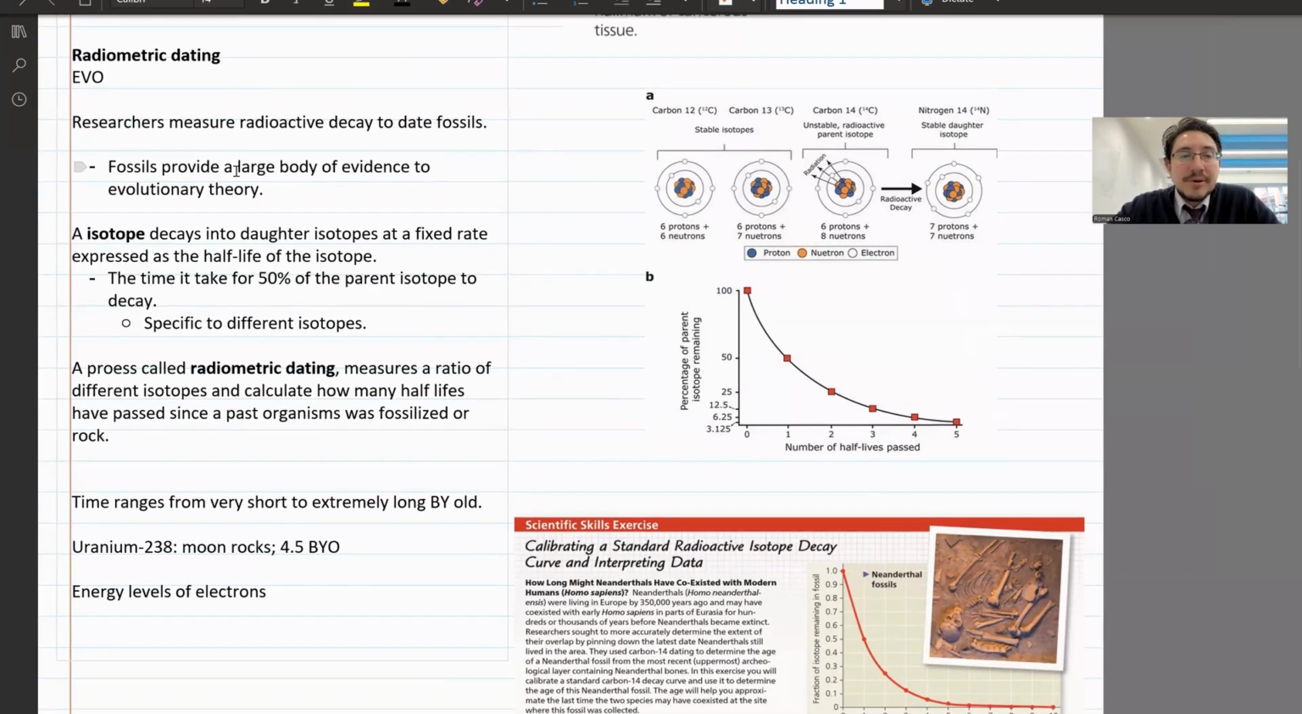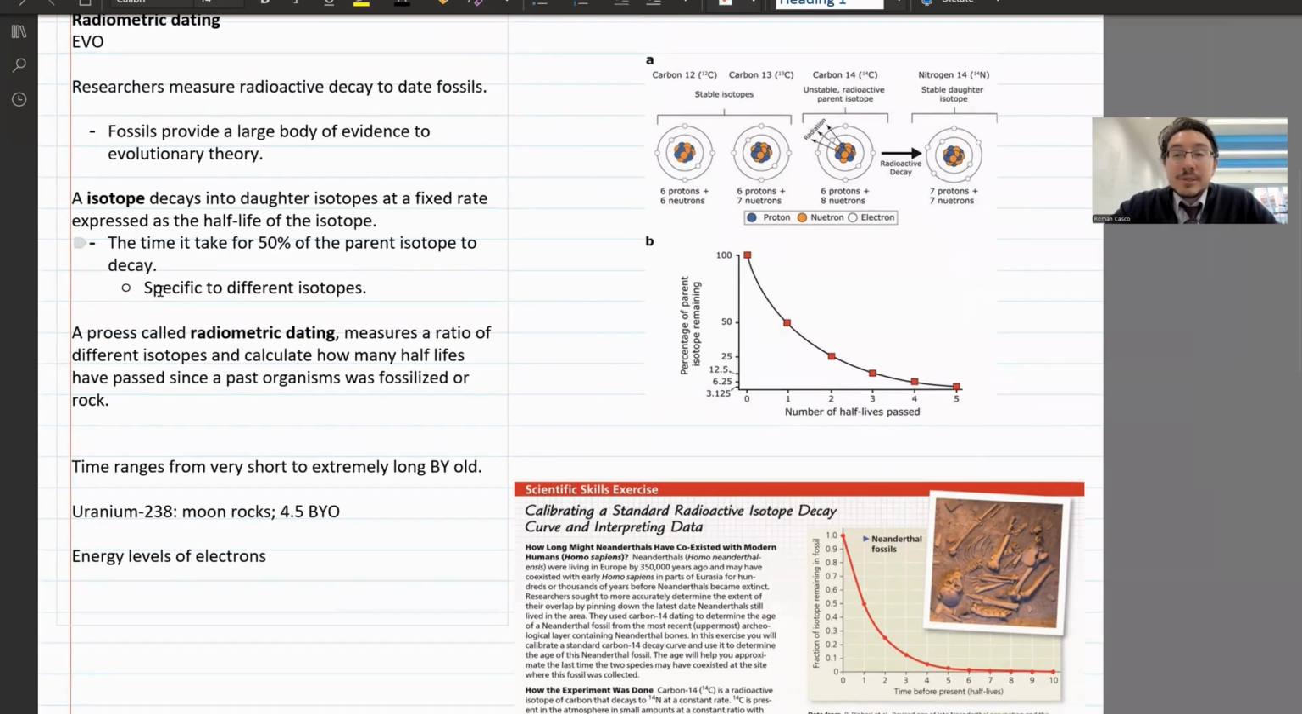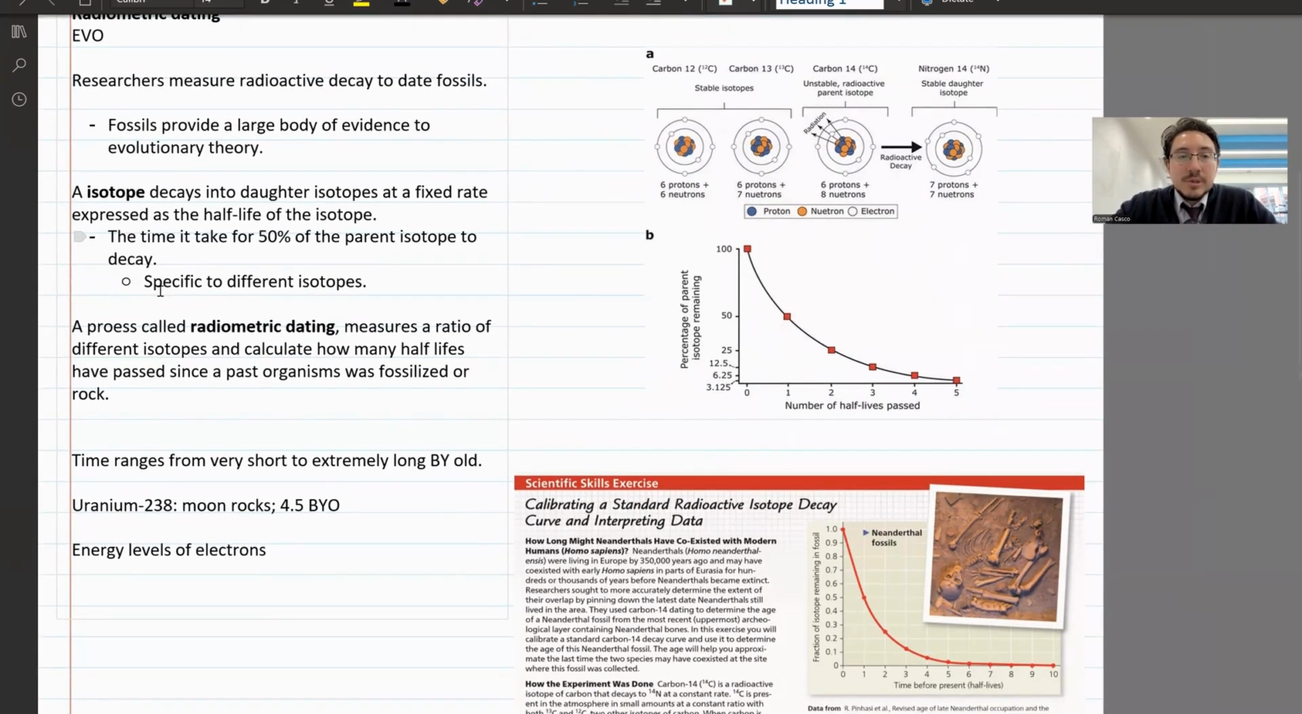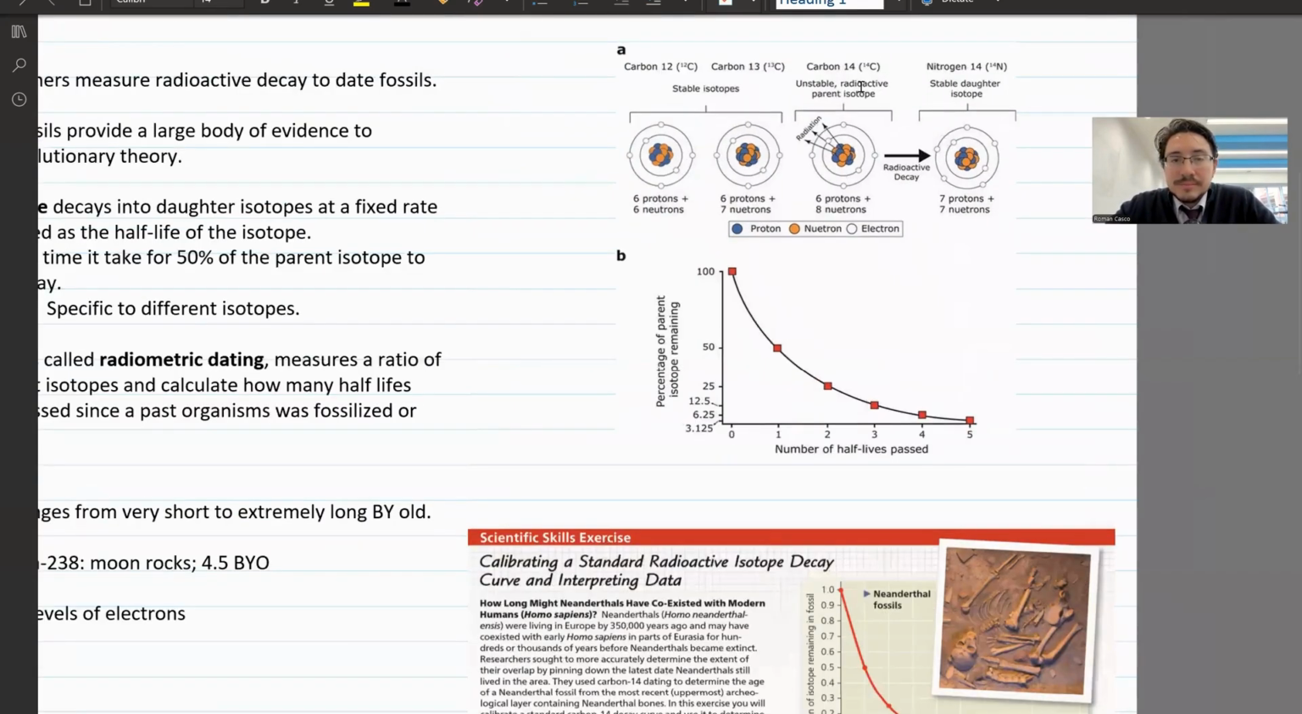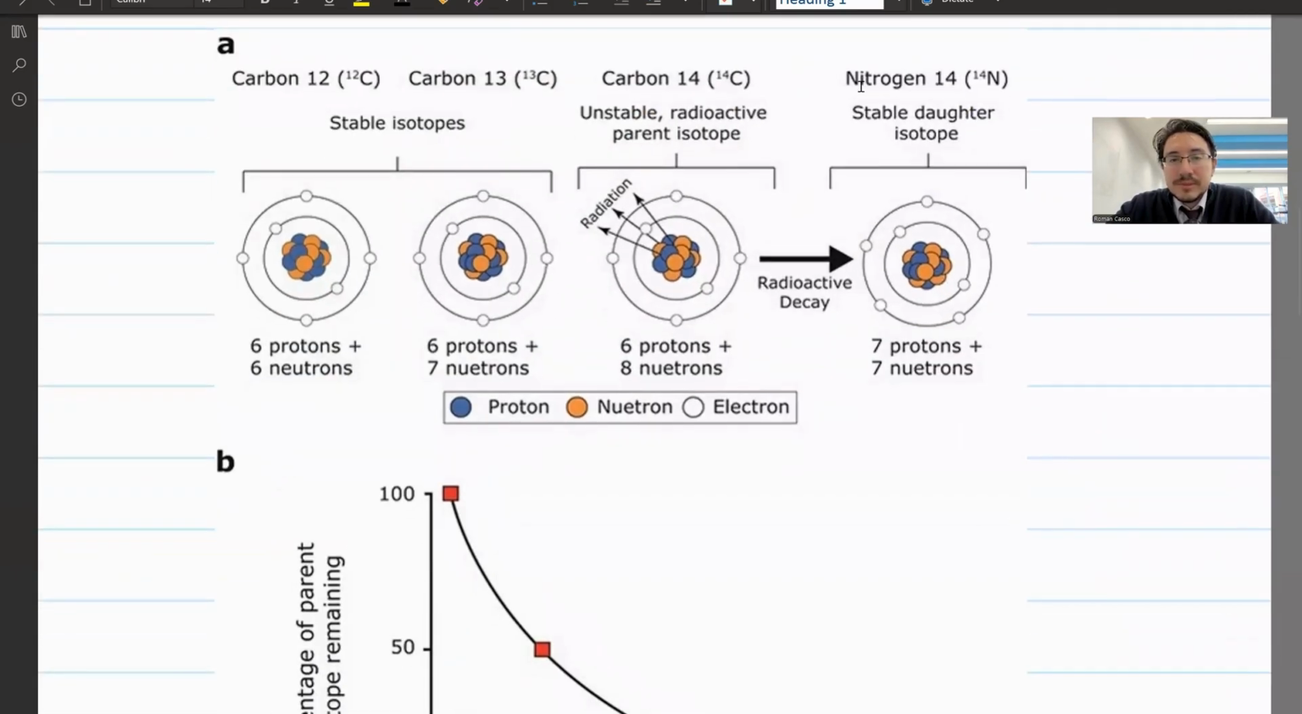Okay, so fossils provide a large body of evidence to support evolutionary theory, and again, this is something we're going to take a look at later. And isotopes, when they're radioactive, tend to decay into different elements. For example, carbon 14, and I'm going to zoom in a little bit here. Carbon 14 can break down over a fixed time frame, right? It could decay into nitrogen 14.